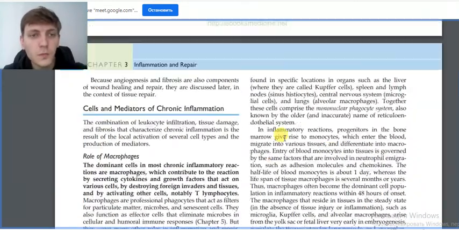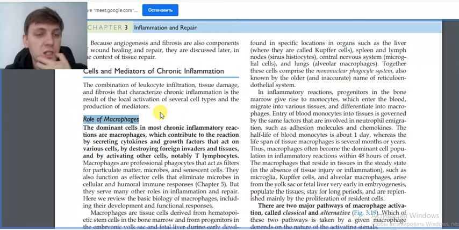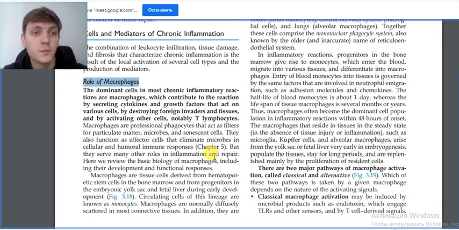Okay, let's talk about another topic: cells and mediators of chronic inflammation. First of all, I want to remind you of the role of macrophages, one of the most important roles. They are present in both acute and chronic inflammation. But in the chronic inflammatory reaction, macrophages contribute by secreting cytokines and growth factors that act on various cells, by destroying foreign invaders and tissues, and by activating other cells, notably T lymphocytes. Their ability to activate T lymphocytes causes the chronic response.